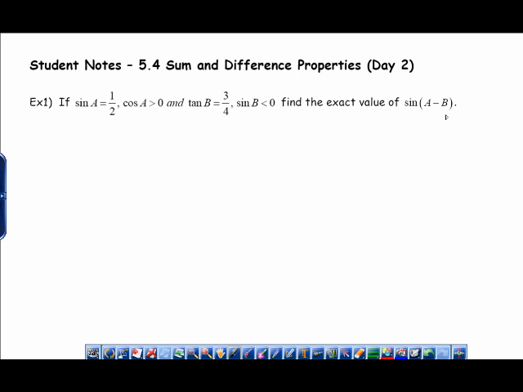Now we don't have to actually know what angle A and angle B are to do this. We definitely could use some inverse trig properties to find angle A without a calculator. To do this for B, though, I would have to have a calculator and approximate the value. On these notes we're going to find exact values, and it says exact here. That means no approximating decimals. This means using all of the things that we know about special right triangles and the unit circle. So we're going to use the formula for sine of A minus B.